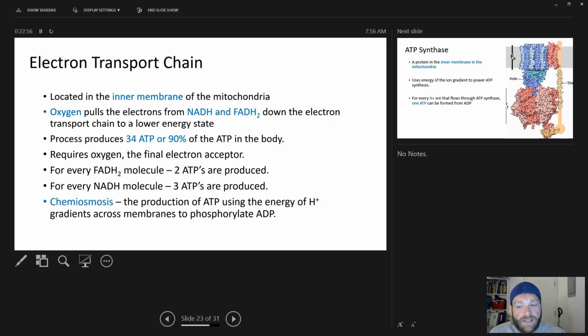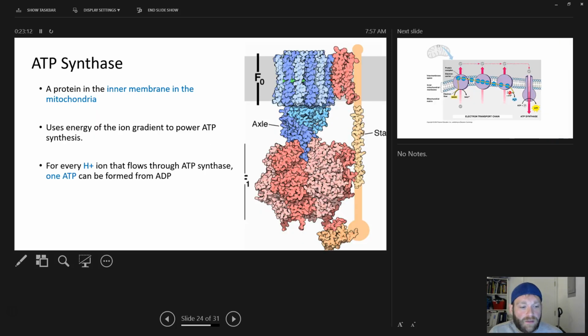Then our whole process here comes down to chemiosmosis. If you remember, osmosis is the movement of water. Chemiosmosis is the movement of hydrogen ions across a membrane, specifically through a protein known as ATP synthase. This protein right here is probably the most important biological protein in any system. ATP synthase is the molecule that allows you to stick these phosphates onto ADP.